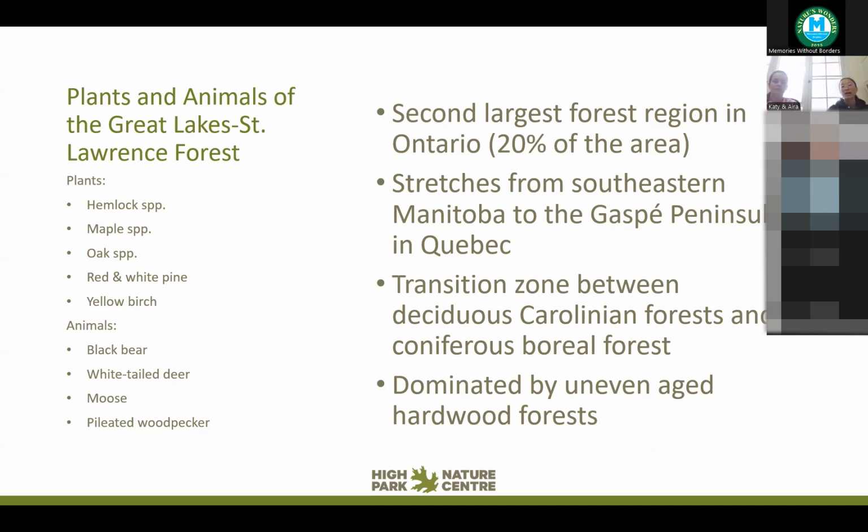And it's dominated by uneven aged hardwood forest, which means that all the trees aren't the same age, which is actually really, really good for forests. We like when they're unevenly aged. Yeah. And some common plants are species of hemlock, maple, oak, red and white pine, and yellow birch. Yeah. And then the animals, we're getting into kind of our bigger mammals now. So our black bears, our white-tailed deer, our moose, and our pileated woodpecker, which is one of my favorite woodpecker species because they're massive. Yeah.